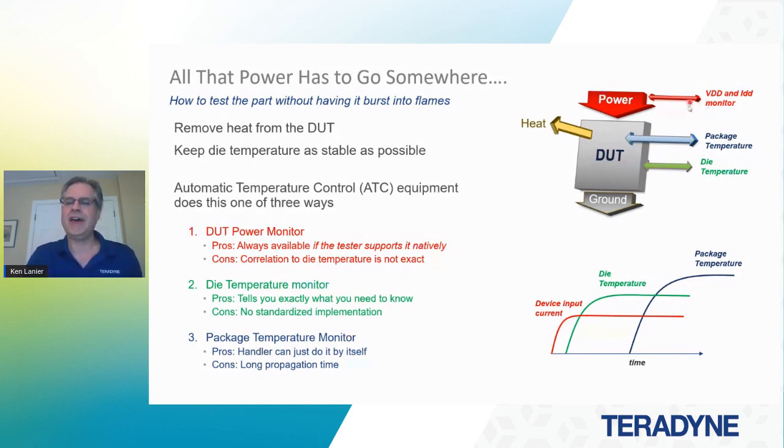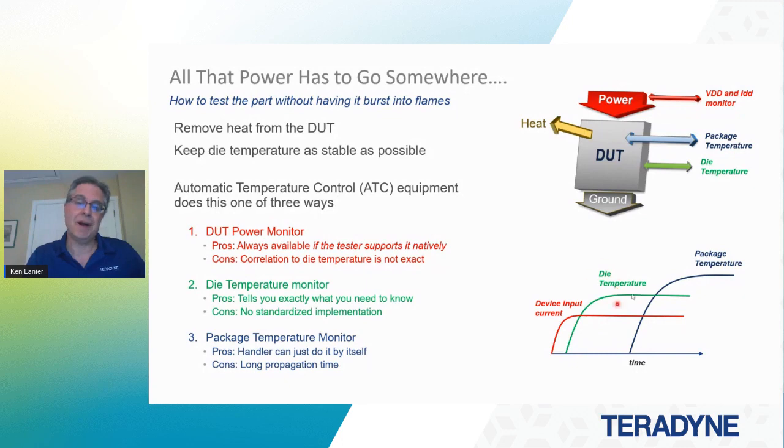And the cool part of that is that this current increase is the thing that happens first in time. So you kind of get a jump, because these systems have a response time to them. You get a jump on things if you're monitoring the power supply current. The only downside is that the current going into the device does not exactly predict the die temperature. It's a good indicator, but it's not exact.